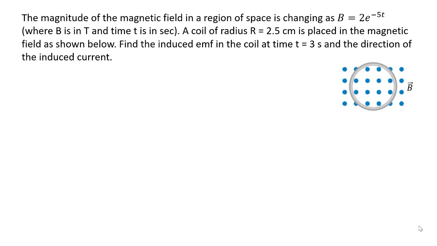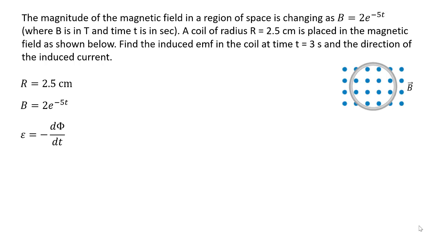Let's start by writing down what the problem gives us. We know that the radius of the coil is 2.5 centimeters. The magnetic field changes with time as 2 times e to the power minus 5t. We need to find the induced EMF in the coil, and for that we are going to use Faraday's law, that allows us to calculate the induced EMF as minus the rate of change of flux with time, d phi by dt.